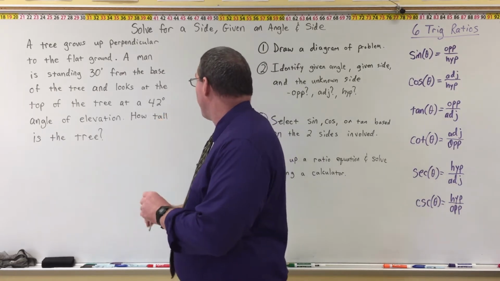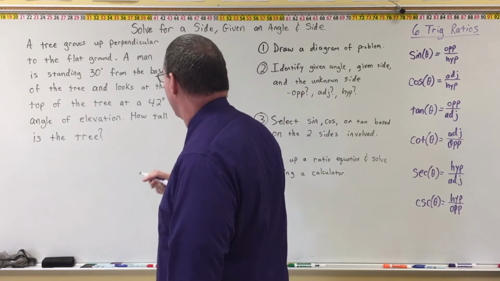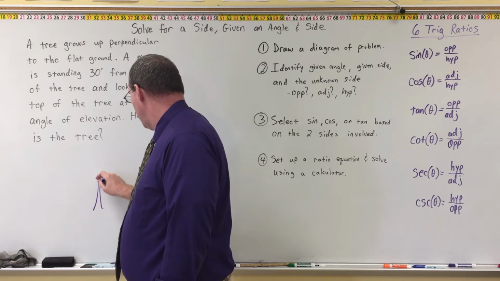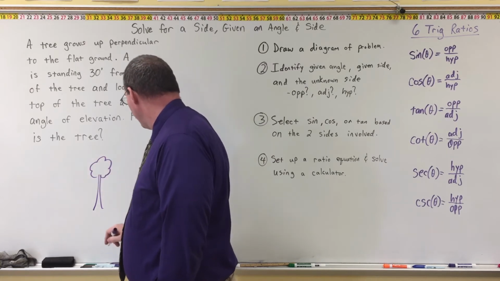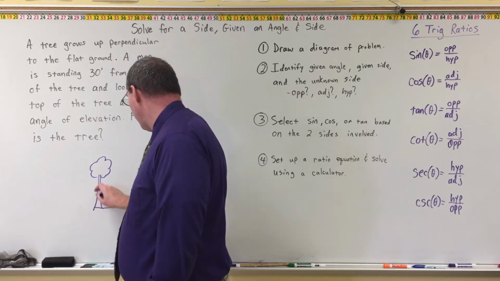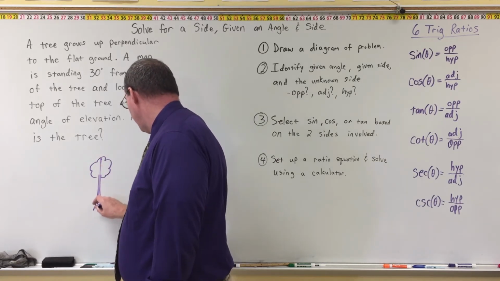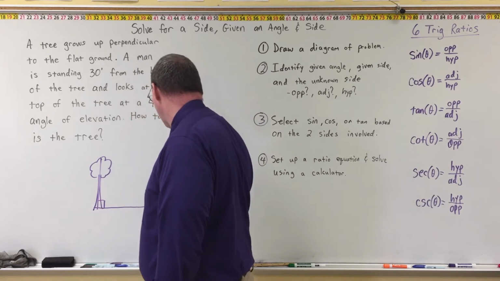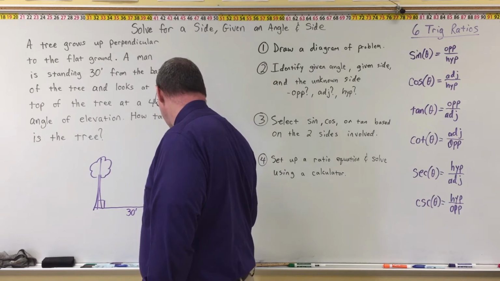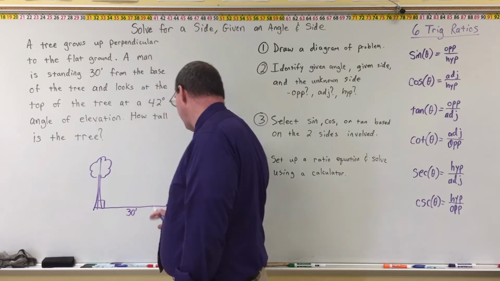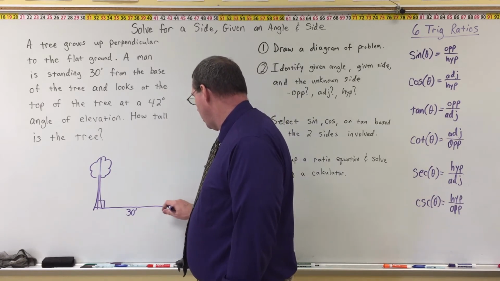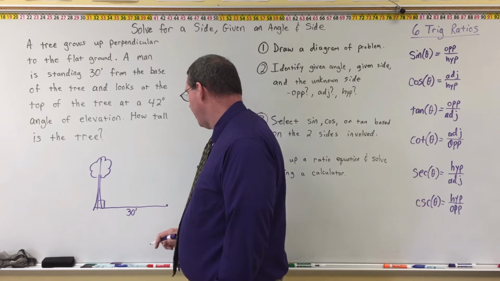All right, so the first thing we're going to do is draw a diagram of the problem. We have a tree, right? A tree that is growing up perpendicular to the flat ground around it, okay? So right angle here. Tree is growing up. A man is standing 30 feet away. Okay, so here's the man. And I know what you're thinking: how tall is the man? Look, just think of the corner right here, okay? The man's height is going to be negligible.